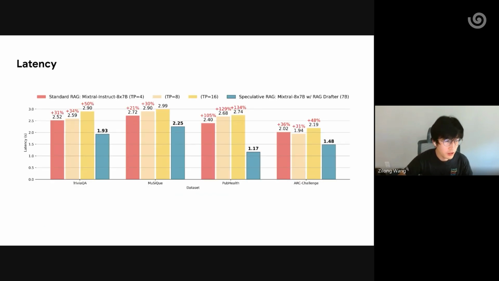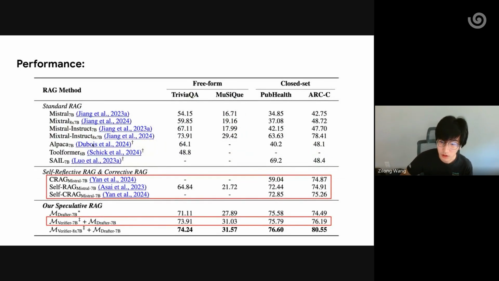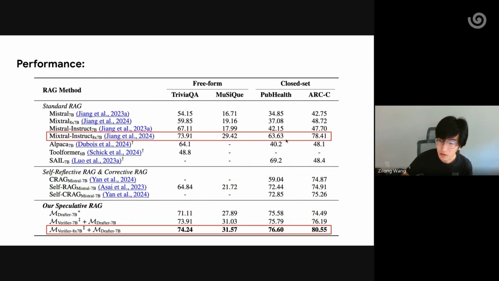Finally, that's about the latency performance. For the latency part, we compare Speculative RAG with standard RAG. You can tell from the legend. For Speculative RAG, we are using the Mixtral 8x7B with a RAG drafter of 7B. And for standard RAG, we use the best-performing backbone, Mixtral Instruct 8x7B. You can tell from the table. Mixtral is the best baseline, and we are comparing this row with this row in terms of latency.